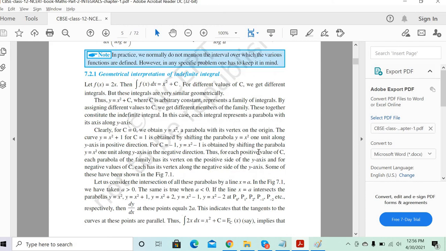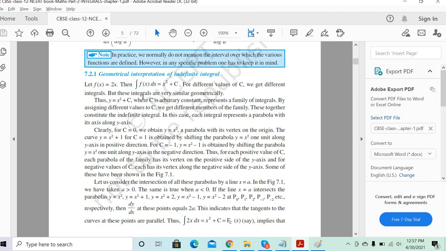So I have the function, let's say f of x is equal to 2x. Now you integrate the 2x, so what will you get? You will get x square plus c, because the integration of 2x will be x square by 2 times 2, so the 2 cancels, and it becomes x square plus c, isn't it?